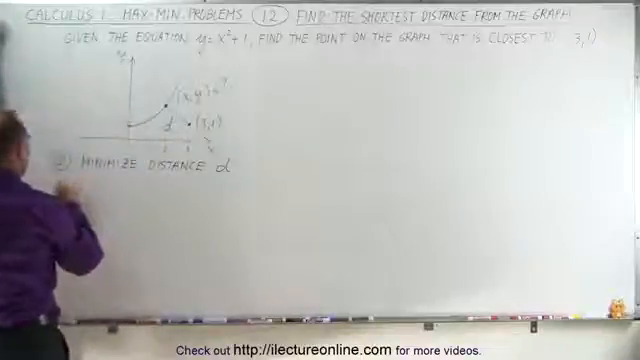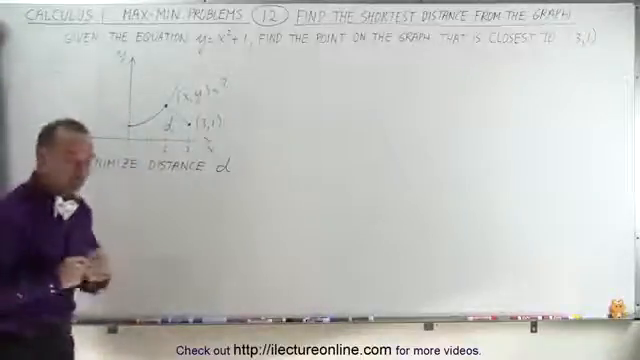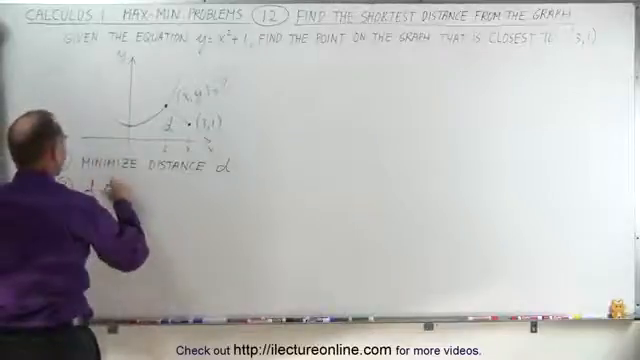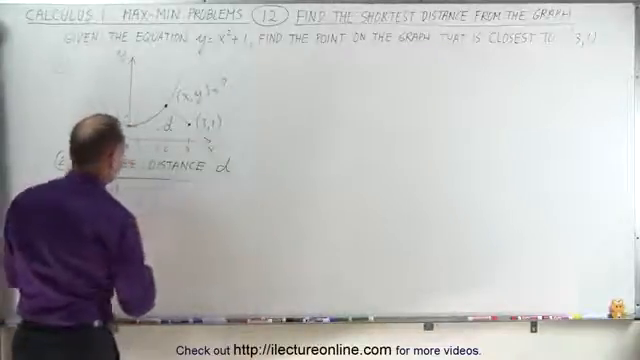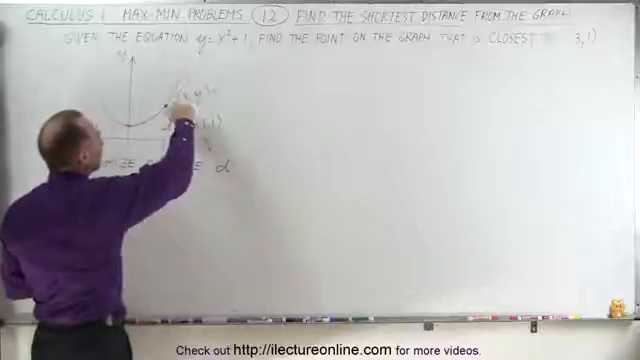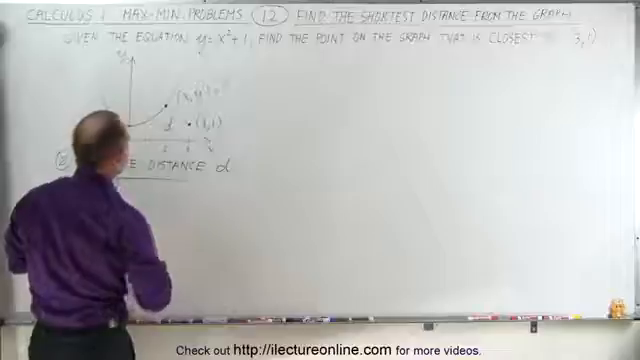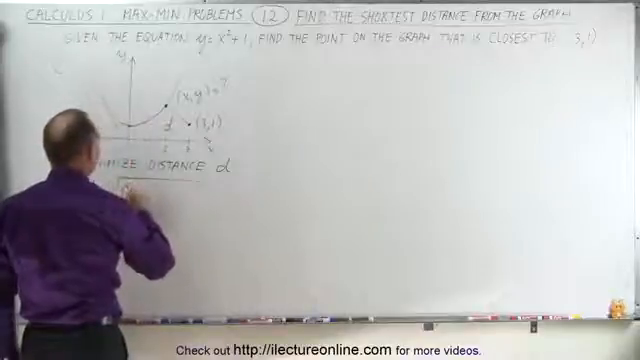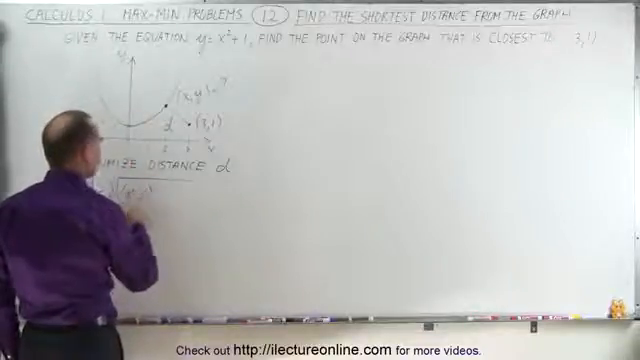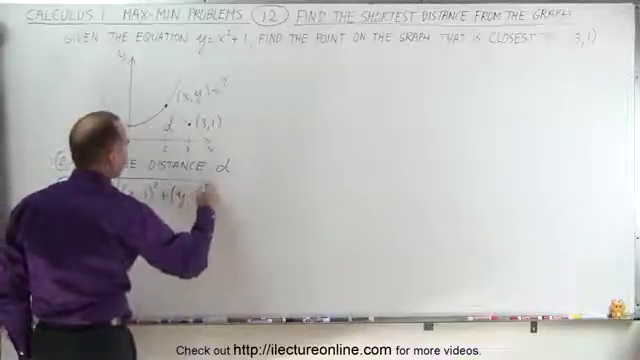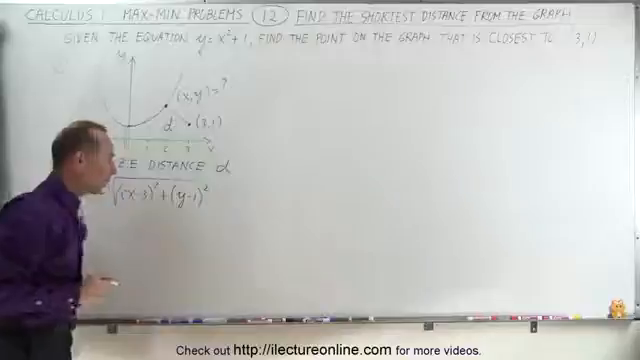Now we need an equation. Of course, we're going to use the distance formula. The distance formula tells us that d is equal to the square root of the sum of the differences between the x values of these 2 points and the y values of these 2 points. That means we get (x minus 3) squared, the difference between the x values, plus (y minus 1) squared, the difference in the y values.